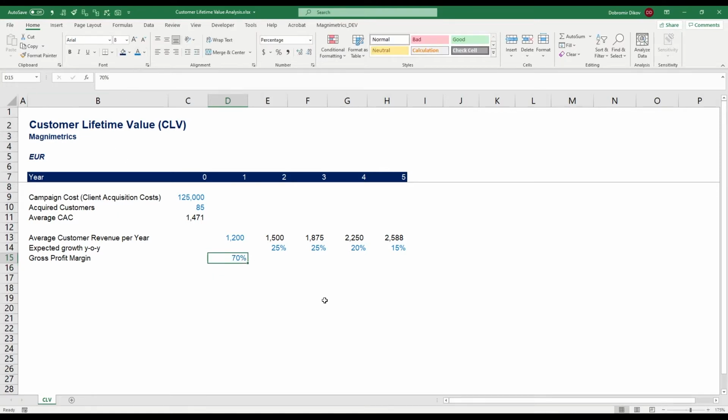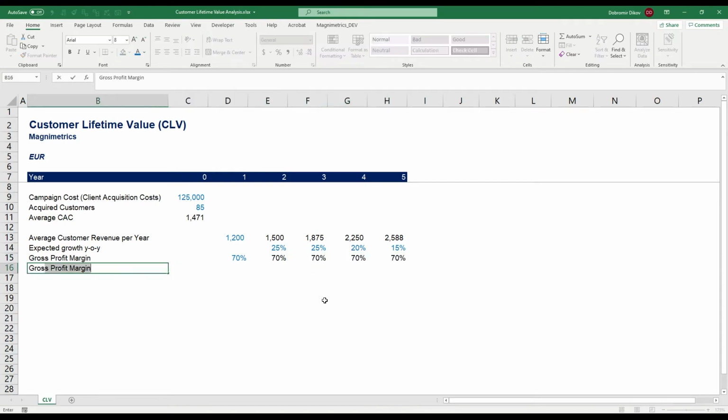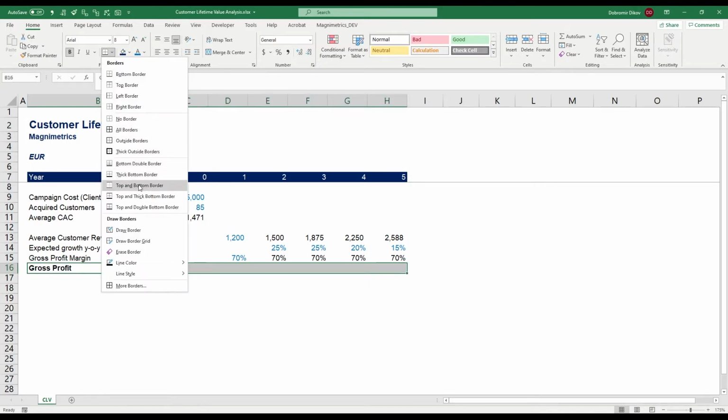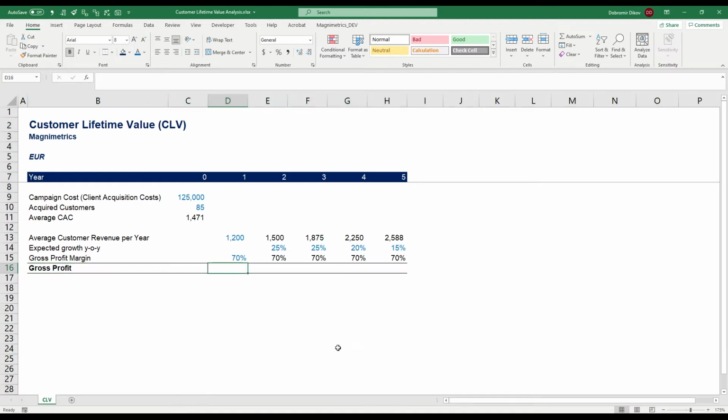It's an online subscription business, so we have a pretty good gross profit margin. It's gonna be equal to this and move that along. And now we can calculate our gross profit. Let's bold that, add some borders. And this is gonna be our average annual revenue multiplied by our gross profit margin.